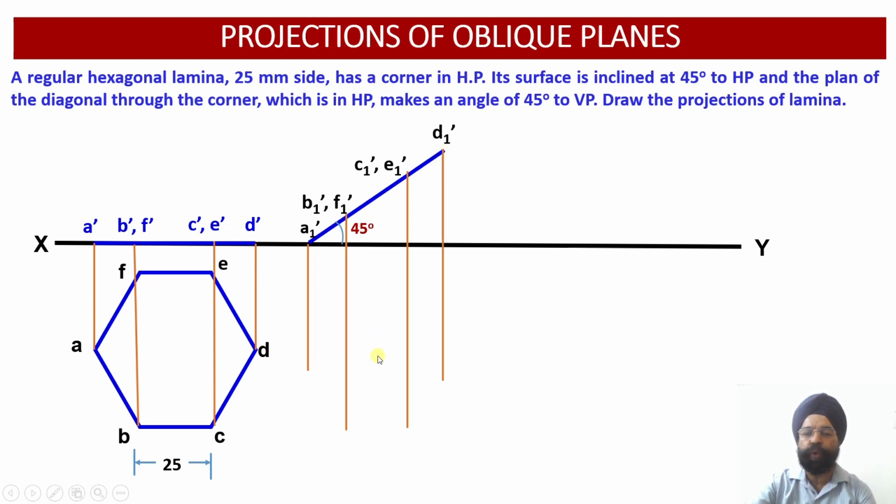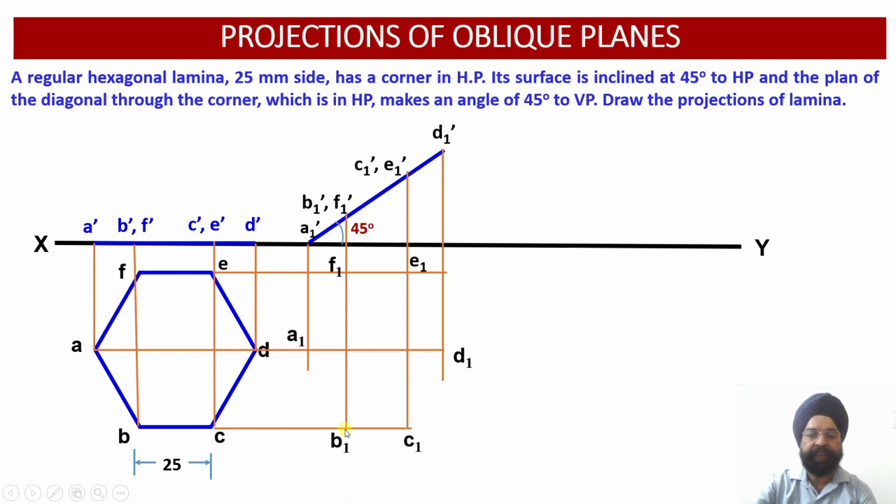Then we need to obtain view number 4, which will be our corresponding view. In order to obtain it, we have to draw vertical projectors from this elevation view and horizontal projectors from this plan view. Wherever the corresponding projectors intersect, we mark the points. Here you can see A1 dash and A. Wherever these vertical and horizontal projectors intersect, you get the location of point A. Similarly, B1 dash and B, wherever they intersect, you get the location of point B1.